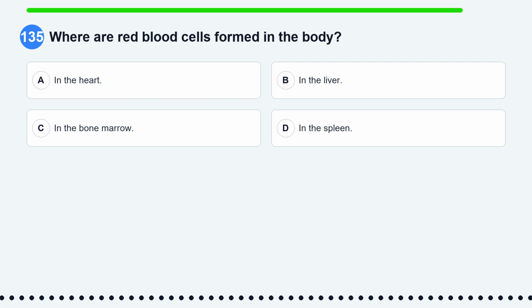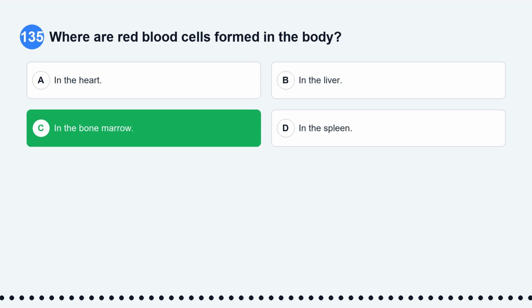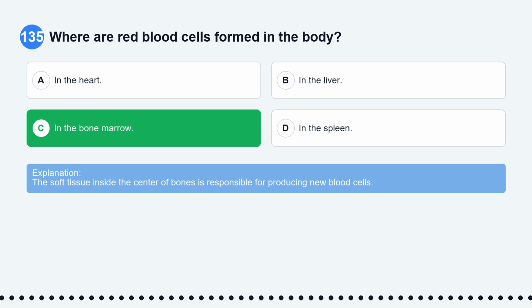Question 135. Where are red blood cells formed in the body? Option A. In the heart. Option B. In the liver. Option C. In the bone marrow. Option D. In the spleen. The correct answer is option C. In the bone marrow. The soft tissue inside the center of bones is responsible for producing new blood cells.